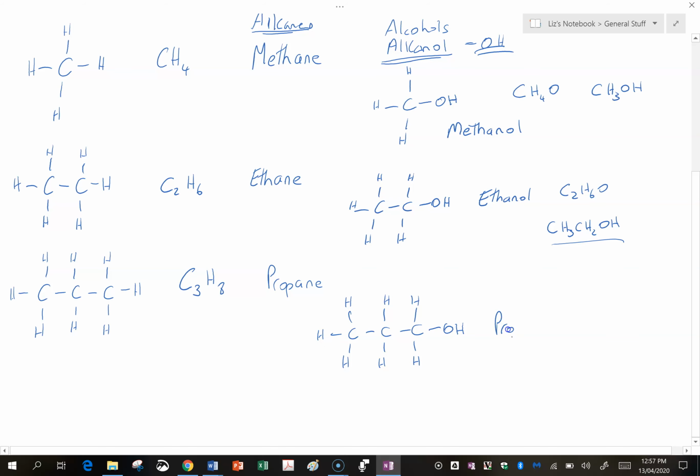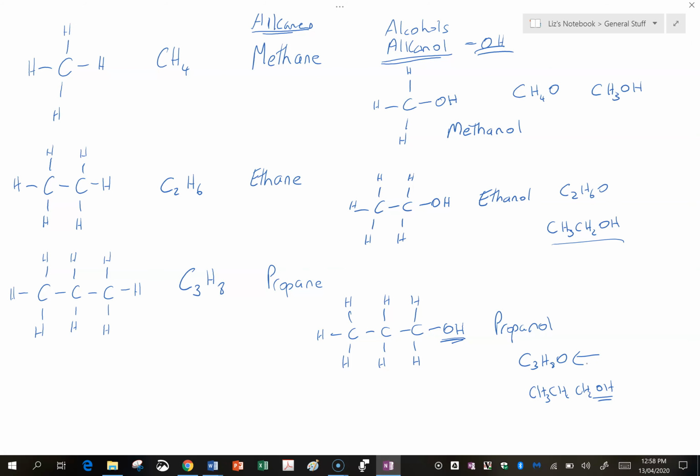And again, it's going to be propane, drop the E, ends in OL because of that functional group, the hydroxyl group, the OH group. Formula-wise, C3H8O, or you can write the longer way, CH3CH2CH2OH. So you're pointing out to the person that this is an alcohol, whereas this one is not pointing it out to the person. This could be a different compound.